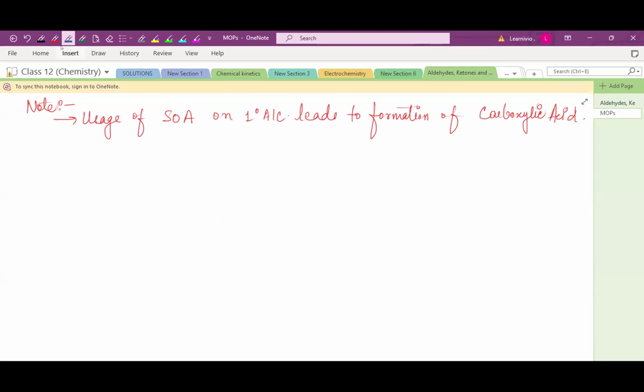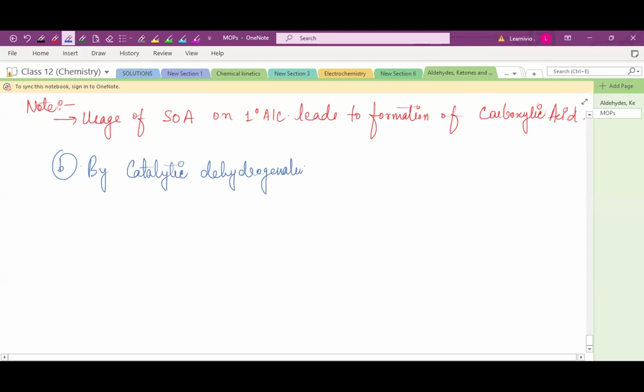So this was the first method, from the alcohol. Now the second method is by catalytic dehydrogenation. By catalytic dehydrogenation, in the presence of a catalyst, we can also prepare the aldehydes and ketones.